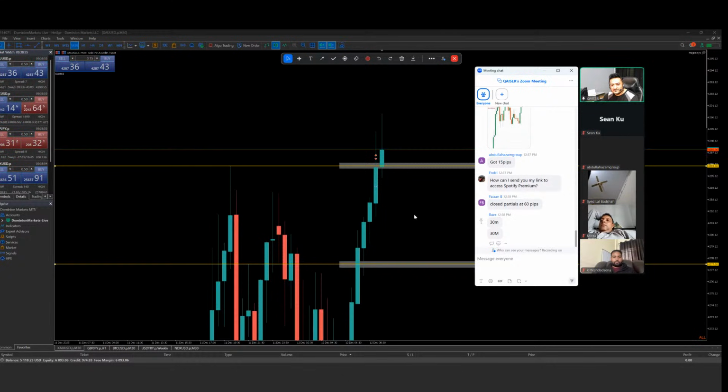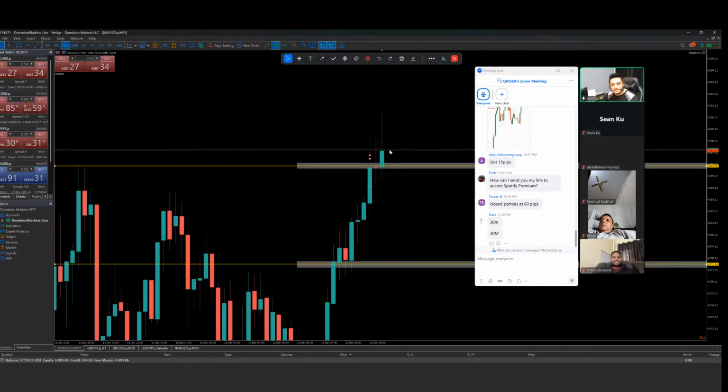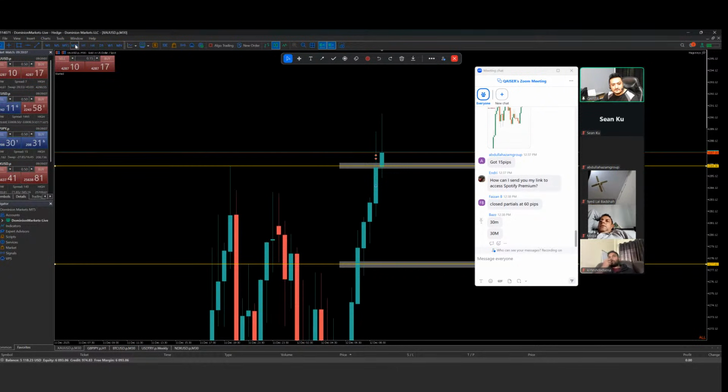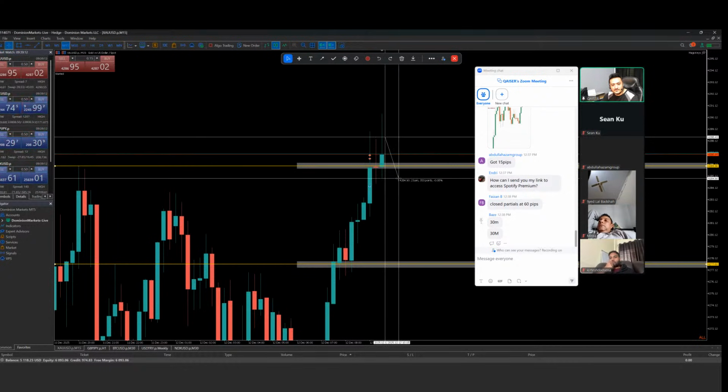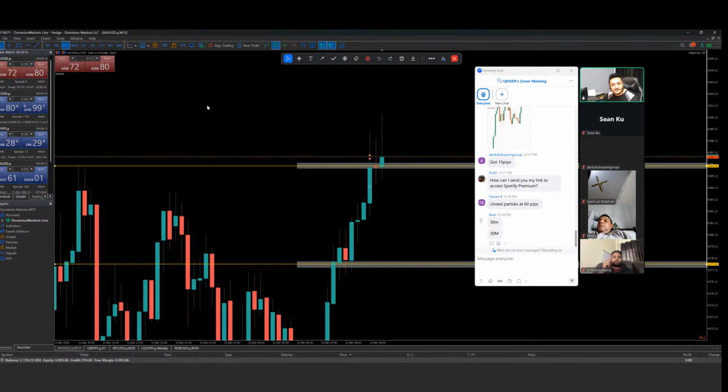Close partial at 60 pips. Very nice. I think it will be better now to wait for the candle to close above this resistance area, so there's a probability it could continue pushing upside. Yeah, it already moved now, but it's a beautiful execution, I would say. Very nice.